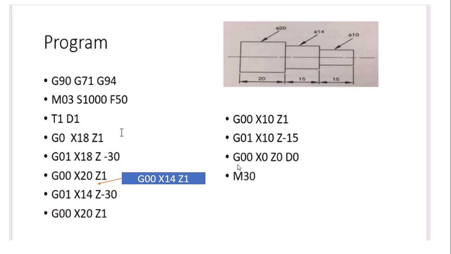Then taking the tool back to the machine home location. So G0, X0, Z0 and D0, which stands for your machine coordinate system, and M30. Fine. So this is a very simple turning operation which you can do at home. It's very simple. Manually you can do it.